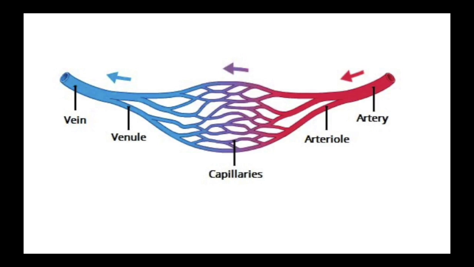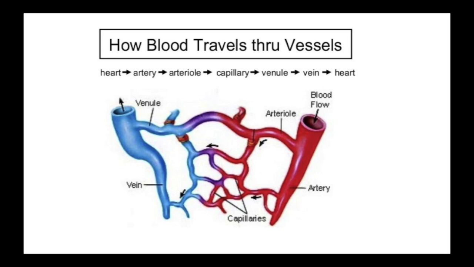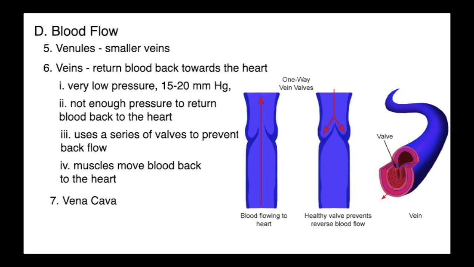Okay, here's another way to look at it. So again, blood is flowing into the artery, branches off into smaller arterioles, and then into these really small ones called capillaries, venules, veins. You can see we go from the heart to the artery, arteriole, capillary, venule, vein, and back to the heart. All right, now we have venules, which are smaller veins.